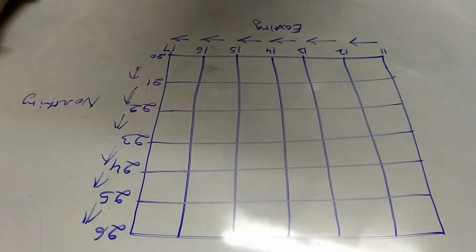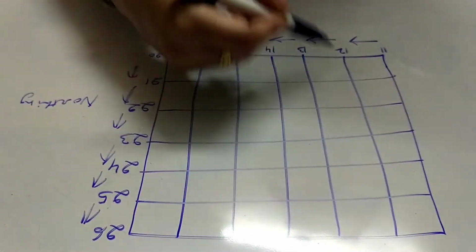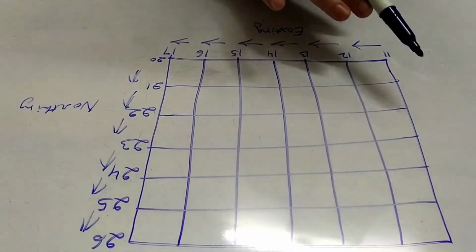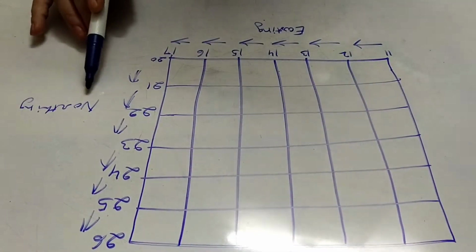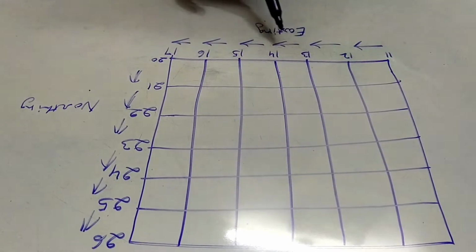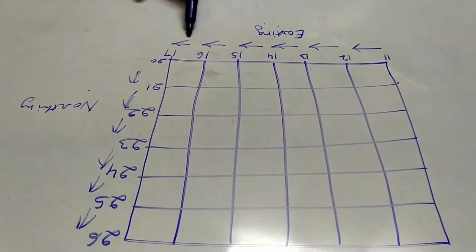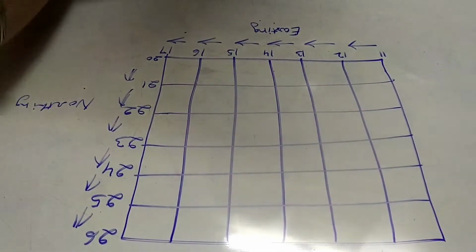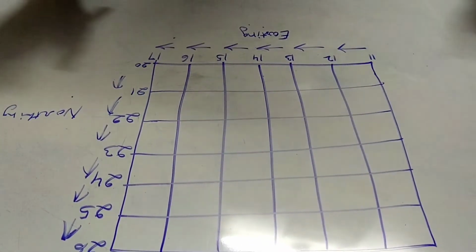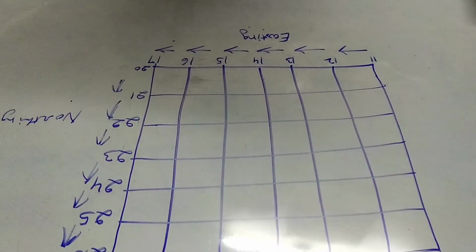So I hope it is clear that all the vertical lines are called easting and all the horizontal lines are called northing, because in easting numbers are going on increasing while we travel toward east, and this side while we go toward north. So that is why it is called northing and easting. I think it is clear.